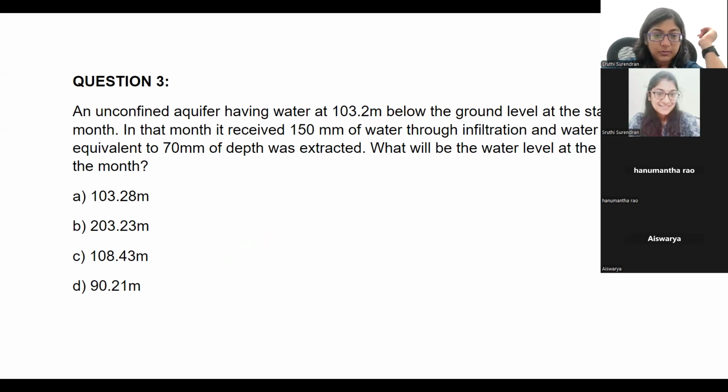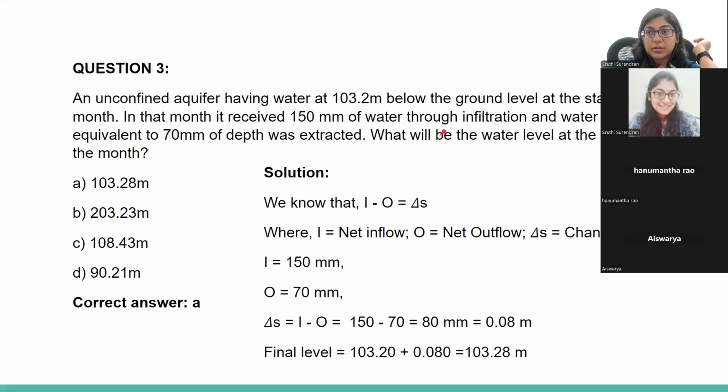Okay, so let's just see what the solution is. So this is how it is solved. This is basically done using the groundwater balance method. We have an initial water level, and they're saying that there's an inflow, that is infiltration, which is basically water that is contributing to the groundwater.